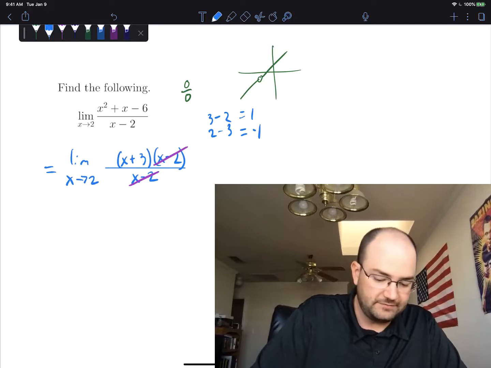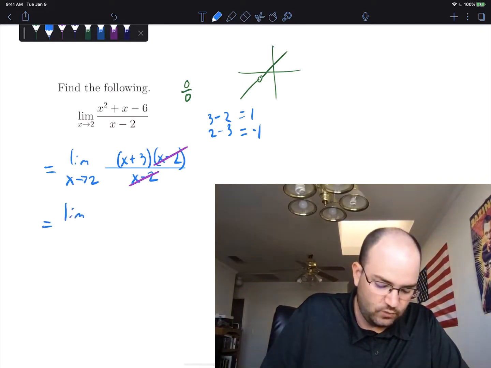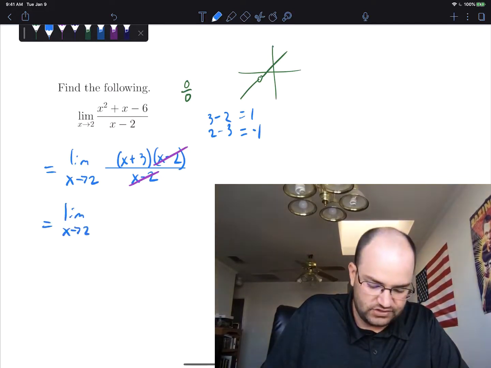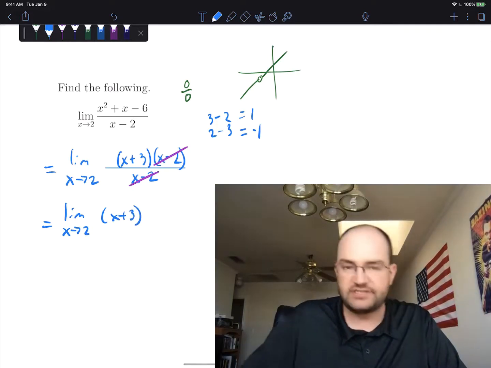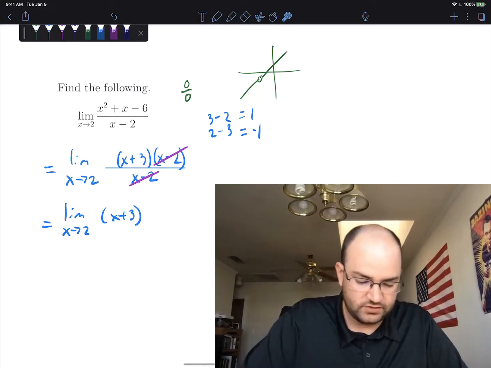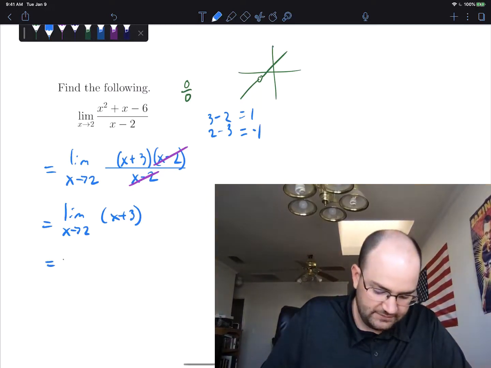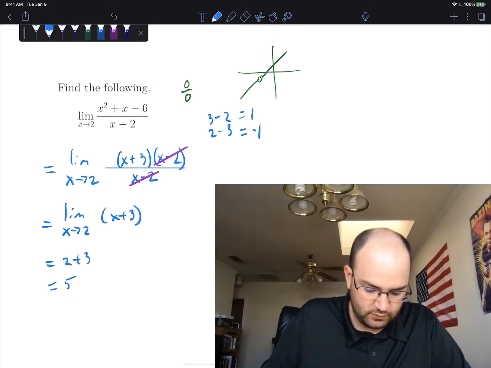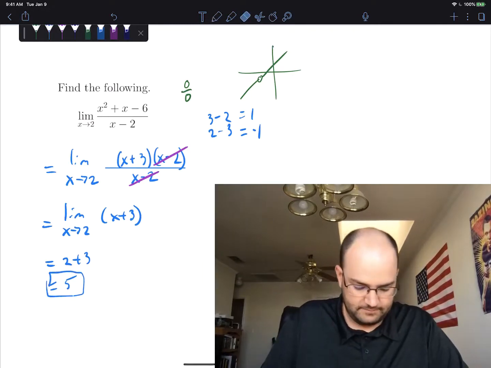So really this limit is just asking me, what is the limit as x approaches 2 of x plus 3? That's it. That's all it is. So just plug in the 2 into the function. That's going to give us 2 plus 3, which is, of course, 5.